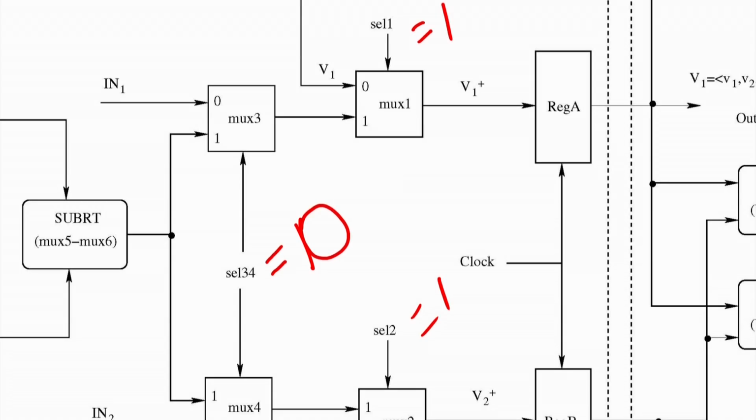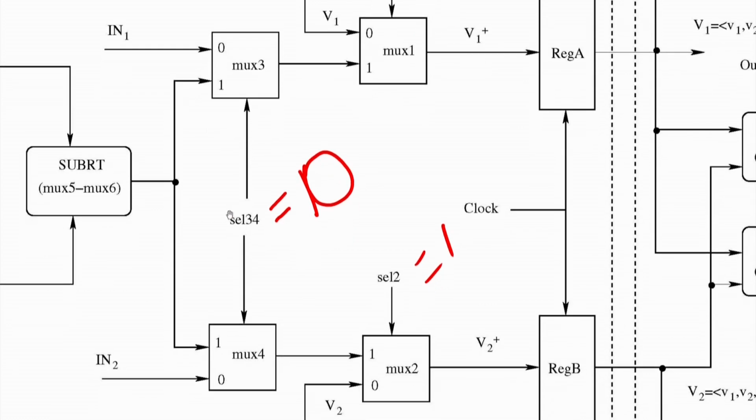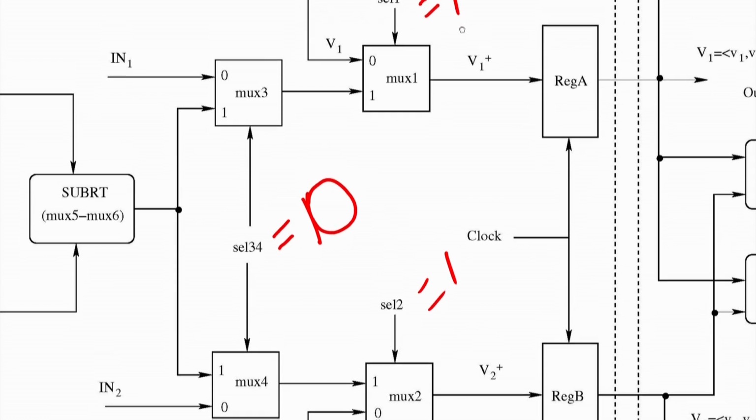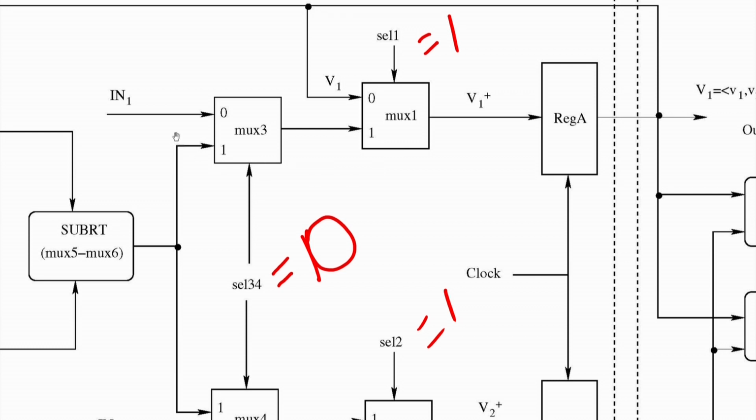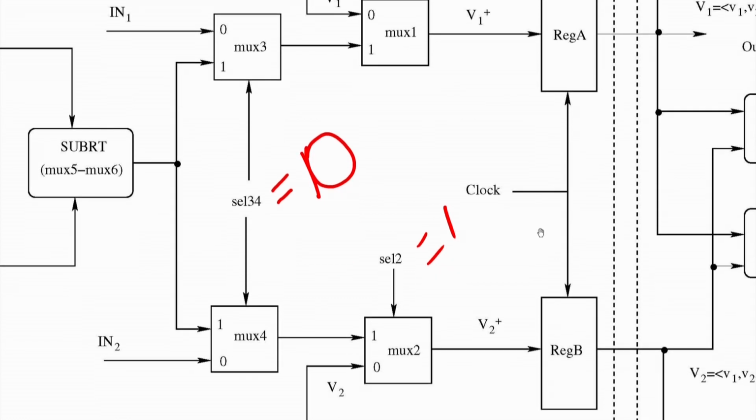So what I was saying is that we are making select 3 4 equal to 0, and select 1 and select 2 values we are making 1, so that the input will go via this and be registered, that is, latched into the register. That means now we are reading the values of in1 and in2 into two registers, that is, reg A and reg B.